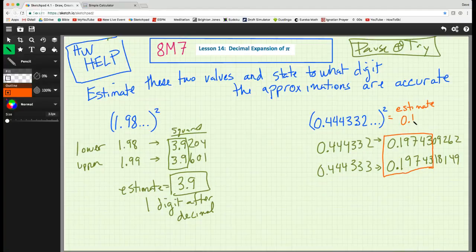So our estimate is 0.19743. We actually know that we're accurate to the 5th decimal. Because we know that this one is exactly that to start, and this one is exactly those 5 to start. So we know that anything between their squares has to have exactly those 5 digits. So we're accurate to these 5 digits, and then we don't know what comes afterwards.